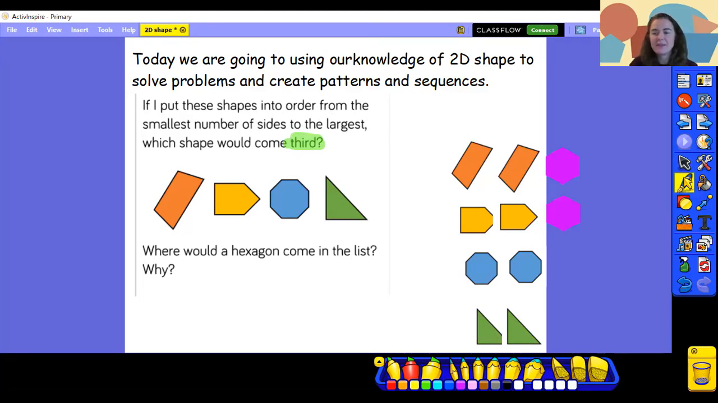So let's count the sides on our shape here. We've got 1, 2, 3, 4. I'm going to write 4 in the middle. 4 sides. 1, 2, 3, 4, 5. 5 sides.